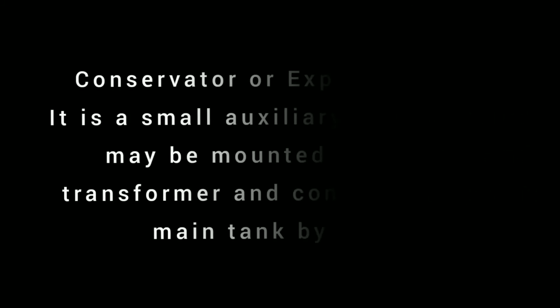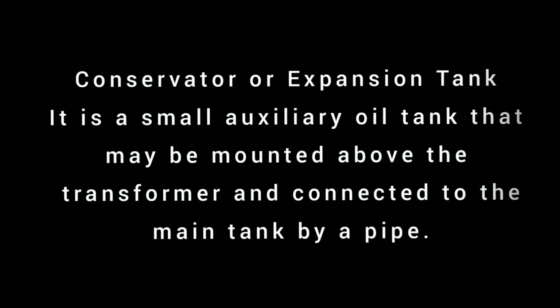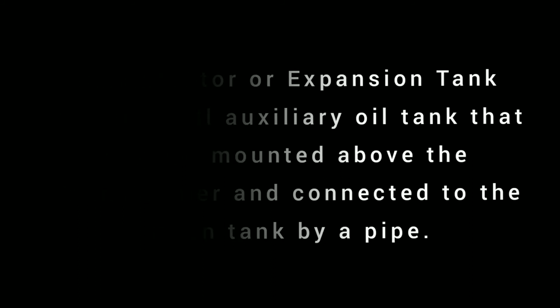Then next we can discuss about the conservator or expansion tank. Conservator is a small auxiliary oil tank that may be mounted above the transformer and connected to the main tank by a pipe. Its function is to keep the main tank of the transformer completely filled with oil in all circumstances, despite expansion or contraction of oil with the changes in temperature. Normally, the capacity of conservator should be approximately 10 to 12% of the oil volume of the main tank.